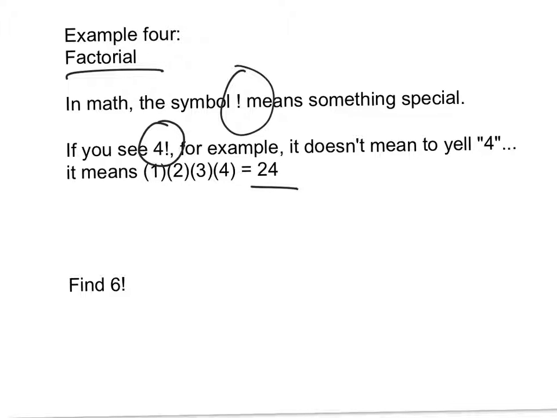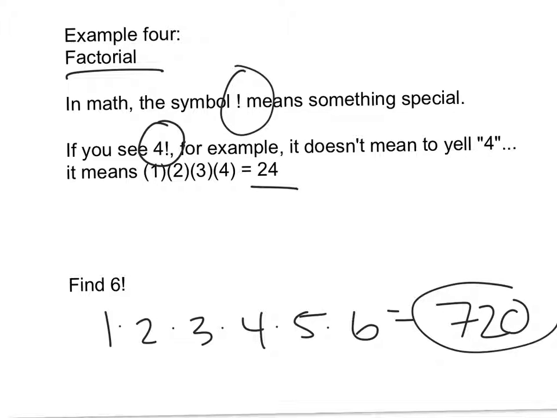If we look at 6 factorial, you just do 1 times 2 times 3 times 4 times 5 times 6. Multiply all those together, and you get 720. And we'll use this in the next section.